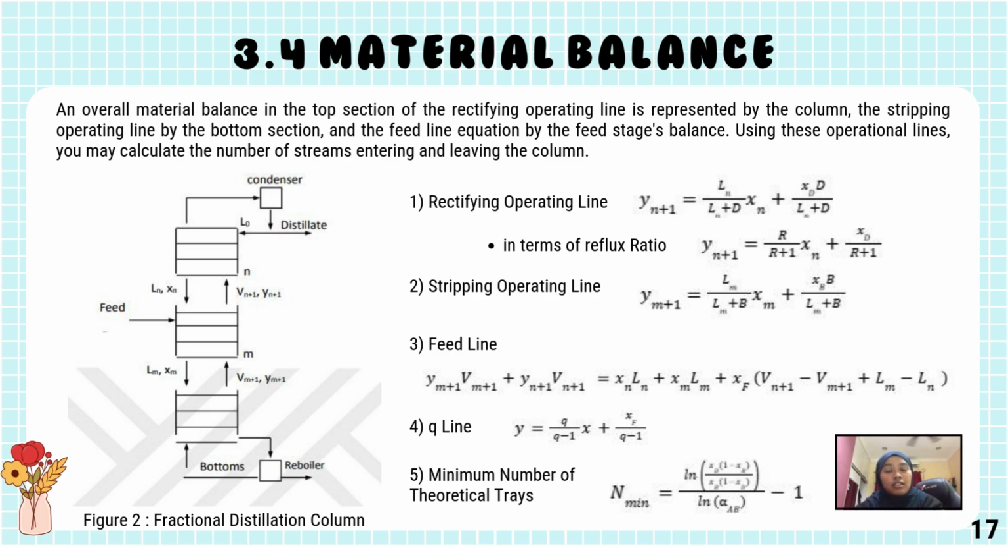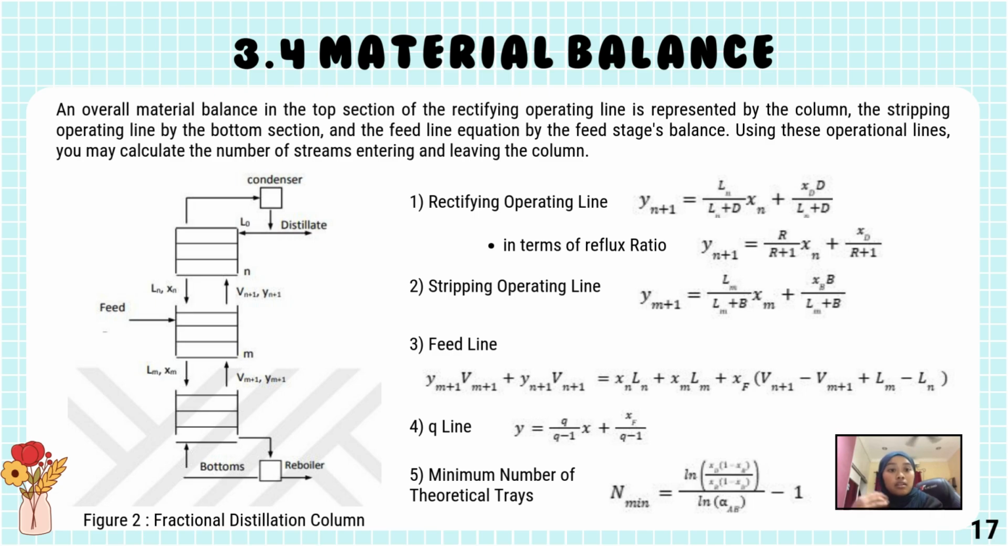The third one is the feed line. So for an overall material balance at feed station, it gives that F plus V(m+1) plus L(m) equals V(n+1) plus L(n). So after doing some mathematics, we have the feed line equation as in the slide.